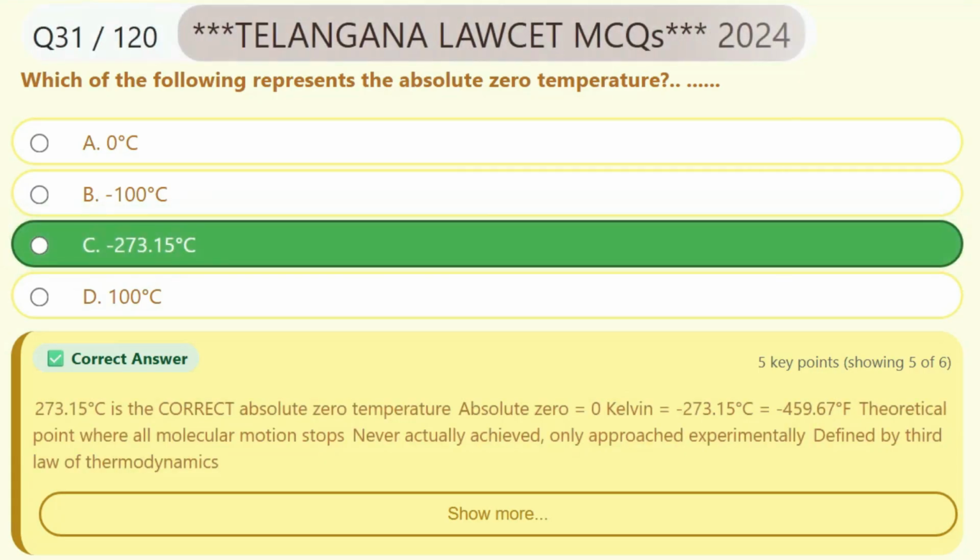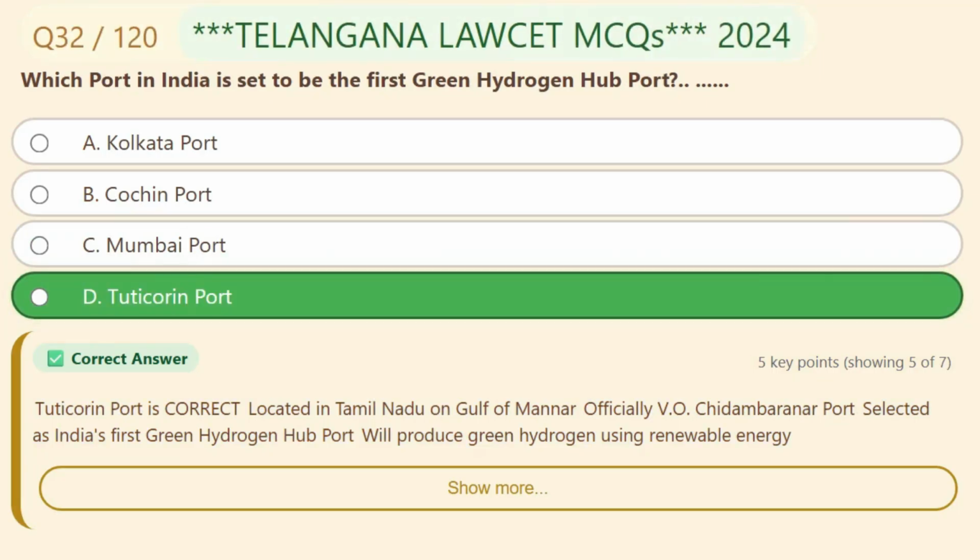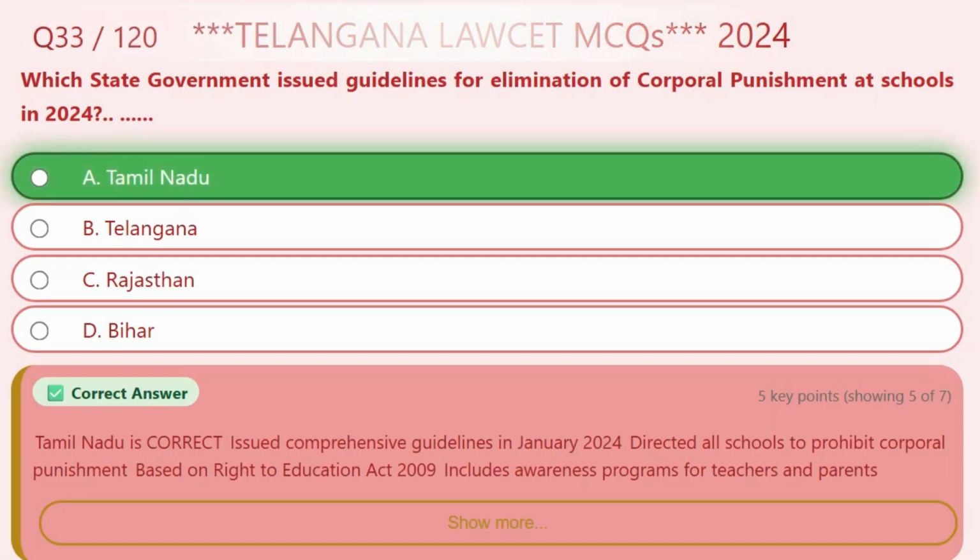Which of the following represents the absolute zero temperature? Minus 273.15 degrees Celsius. Which port in India is said to be the first green hydrogen hub port? Tuticorin Port. Which state government issued guidelines for elimination of corporal punishment at schools in 2024? Tamil Nadu.